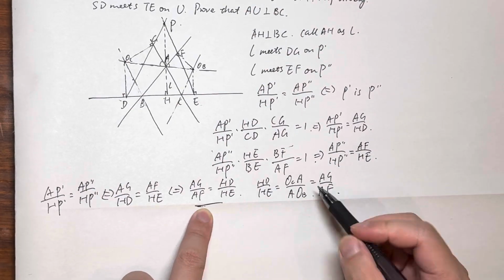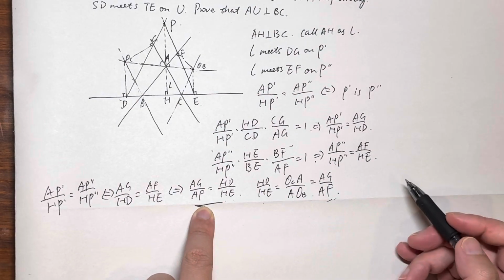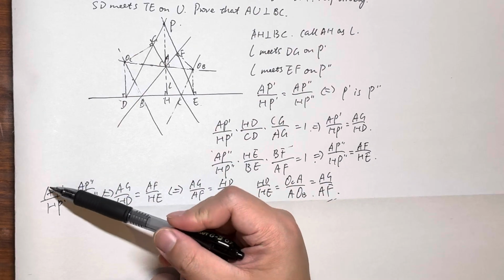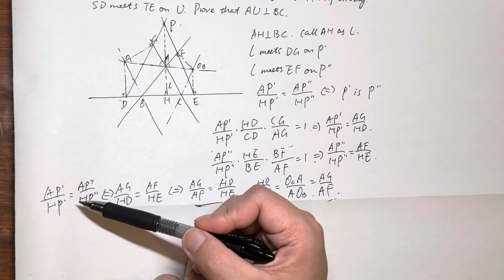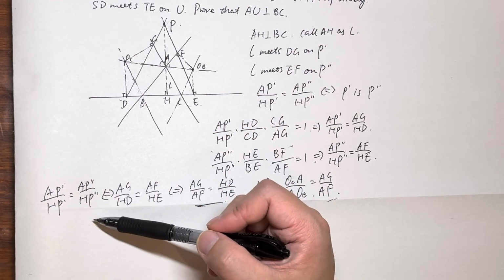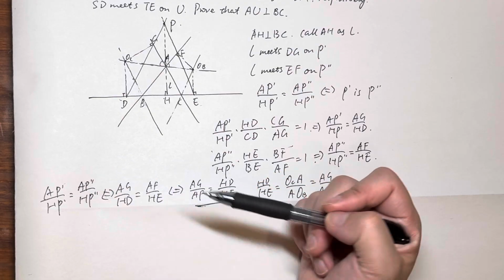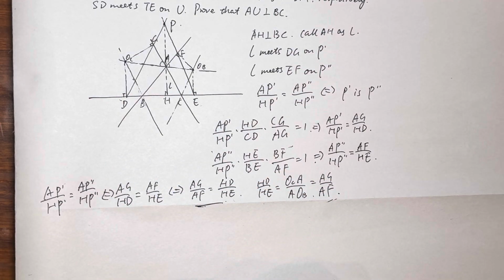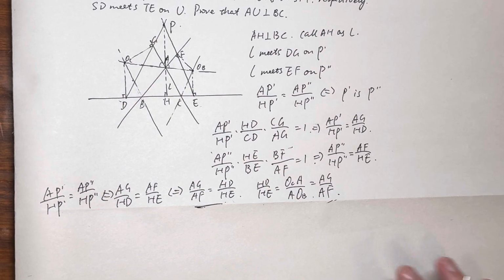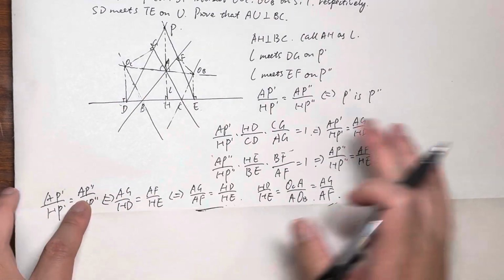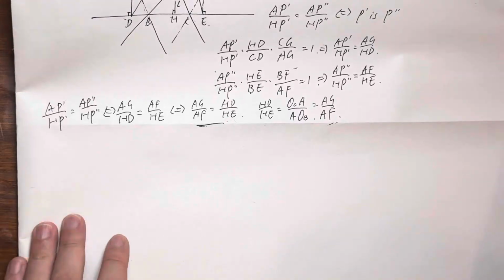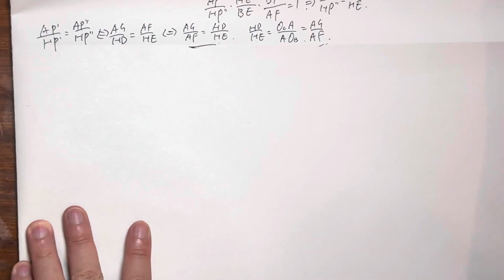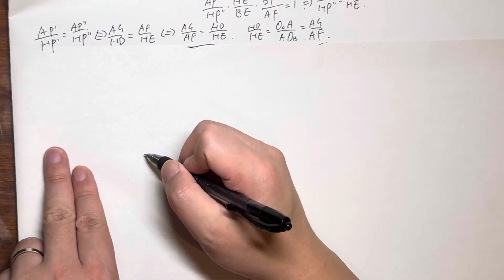So you can see we want to prove this one, we just did that, which means AP prime to HP prime equals AP double prime to HP double prime, which means P prime and P double prime are the same point. Okay, that's for the first property. And the second property is a similar problem set here, just a different one, I'll just draw it here.